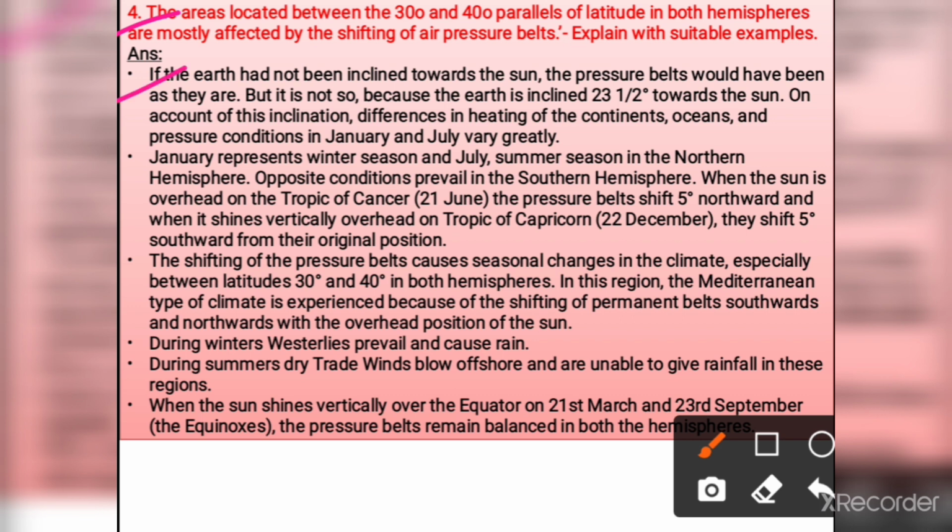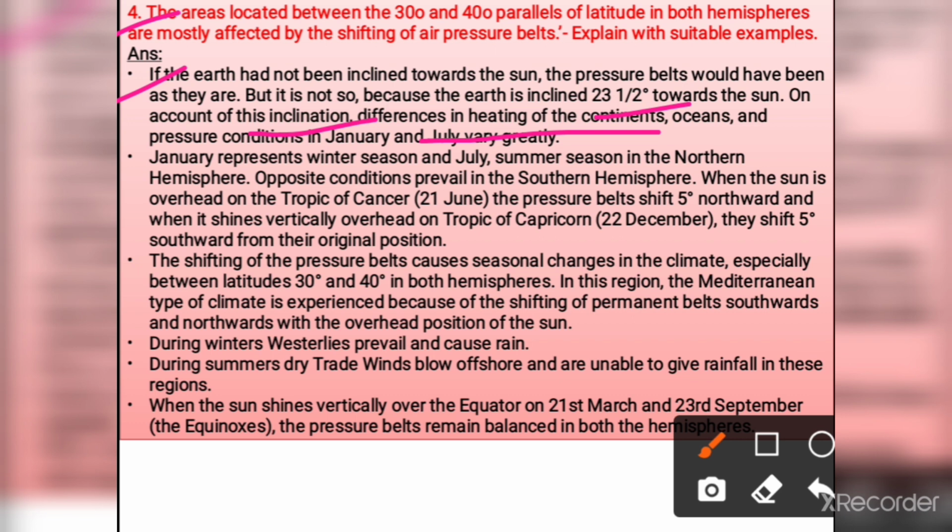If the earth had not been inclined towards the sun, the pressure belts would have been as they are. We know that the earth is inclined on its axis. But it is not so, because the earth is inclined 23.5 degrees towards the sun. Due to this inclination, differences in heating of the continents, oceans and pressure conditions in January and July vary greatly.